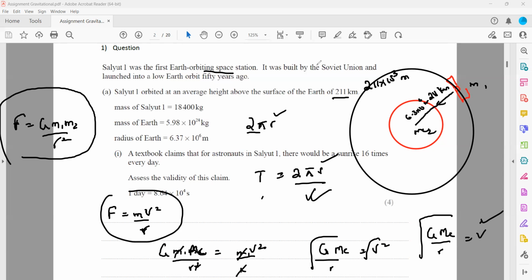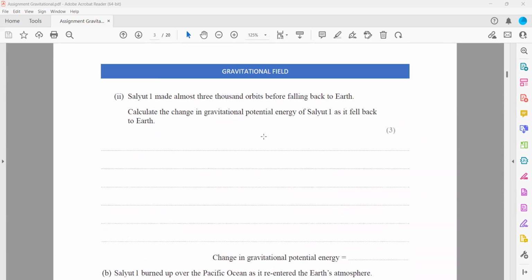So using the law of gravitation and the centripetal force, we work out the speed, and speed is distance divided by time, so we'll work out its time period.